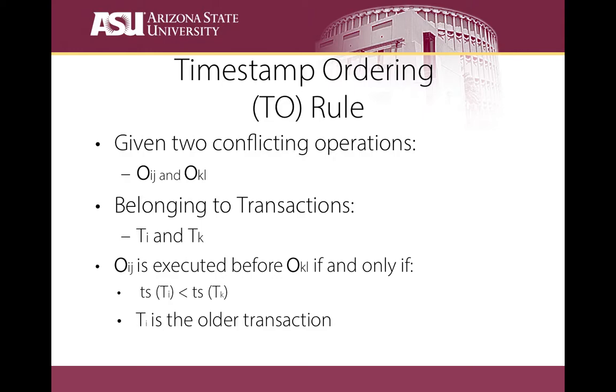What does it mean from an application perspective? It came earlier. Yes, it came earlier. Which one? I'm talking about the timestamp of the transaction. So Ti is the older transaction and Tk is the younger transaction. Okay, so this is obvious: this is the older, this is the younger, right?